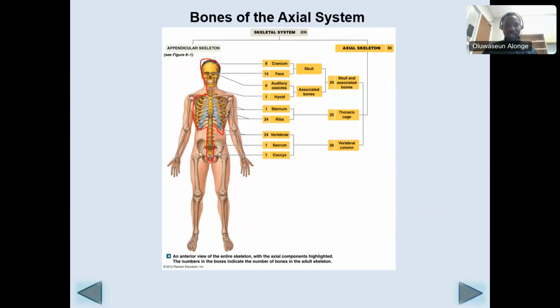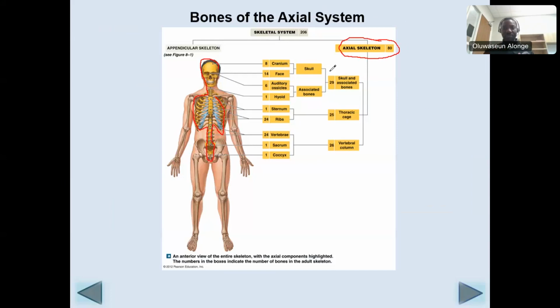That is the part that makes the major axis of the body. Now, there are about 206 bones in the body, and 80 of them make up the axial skeleton, and 126 the appendicular skeleton. So our skeleton is divided into two, like I said in the previous video. We have the axial skeleton. From the word axial, you see the word axis there, so it means it's from the axis of the body.